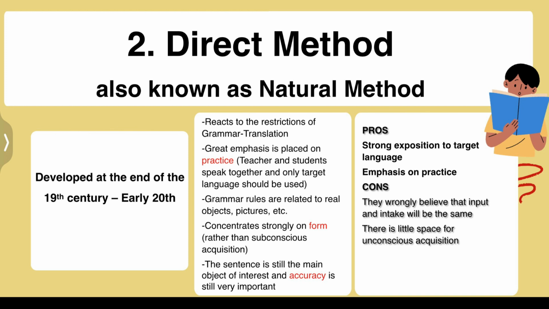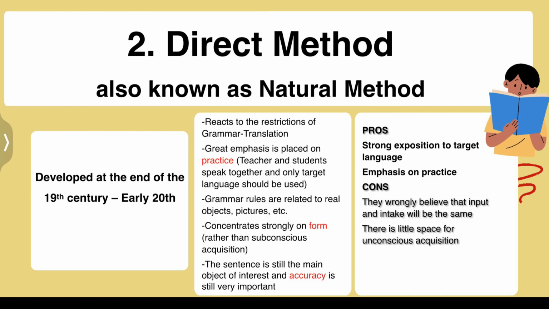The direct method is also known as natural method. It developed at the end of the 19th century and at the beginning of the 20th century. It reacts to the restrictions of grammar translation. Great emphasis is placed on practice. Teacher and students speak together, and only target language should be used. Grammar rules are related to real objects, pictures, etc.